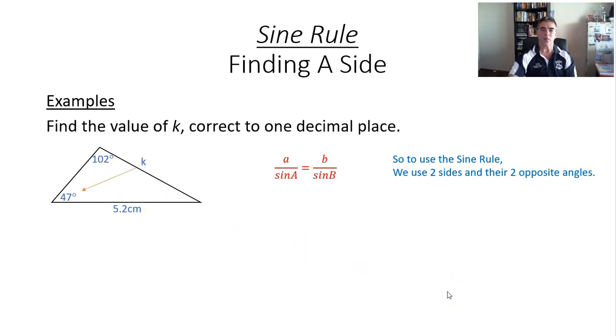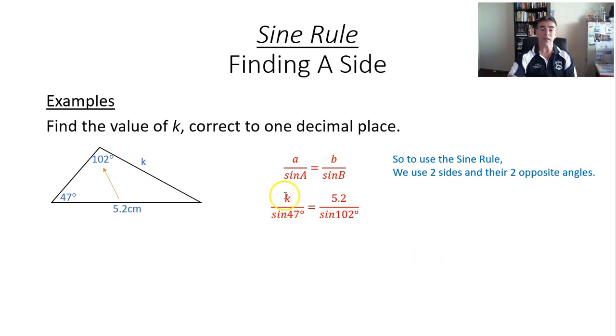So let's substitute in what we know. We're trying to find k and it's opposite the angle of 47 degrees. So we'll substitute those in: k over sine 47. The next part we need to look at is the other side, and it's opposite the 102 degrees. So let's substitute those into this side of the rule, and we get k over sine 47 equals 5.2 over sine 102 degrees.